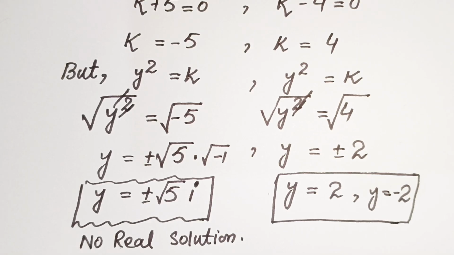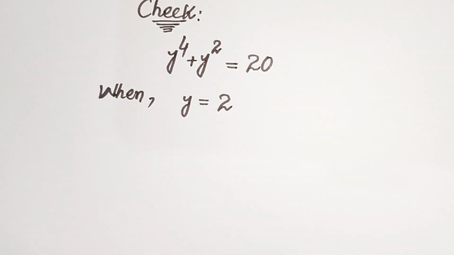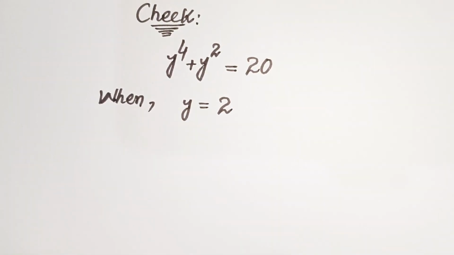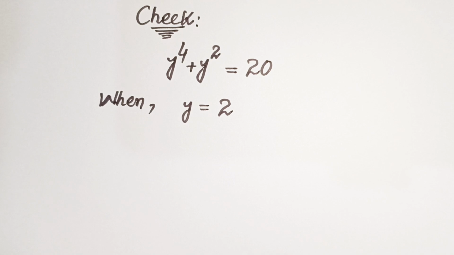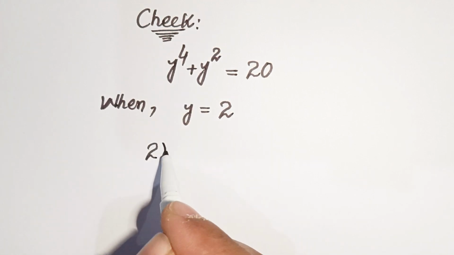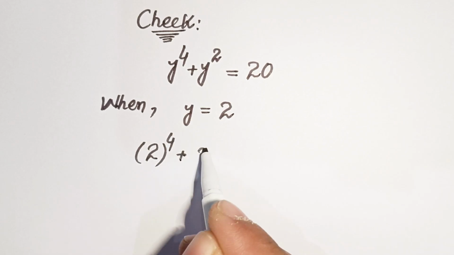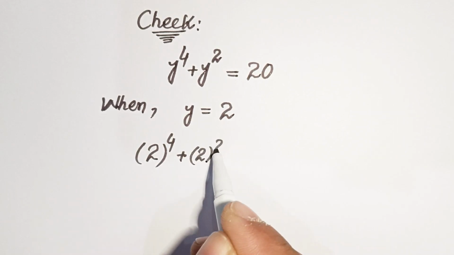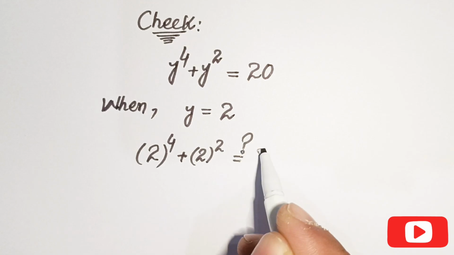Now we are going to check our solution. Our problem is y to the power 4 plus y squared is equal to 20, so we have to put these values in for verification. We check by putting the value y is equal to 2 into our problem. Here y to the power 4 will be 2 to the power 4, plus 2 to the power 2, is equal to 20.